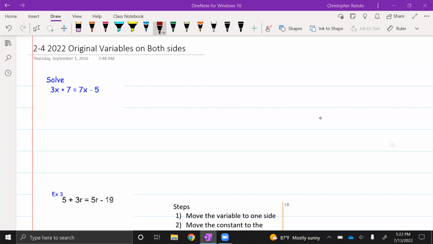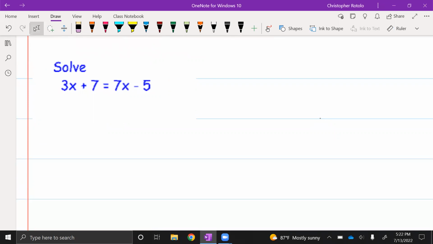All right, friends, we're going to work on variables on both sides. So we've been solving some equations right now. My idea is I want to get all the x's on one side. So I like to keep things positive. I'm going to subtract 3x because it's positive, right? Because 3x minus 3x, that goes away. So I get 7 equals 7 minus 3 is 4x minus 5.